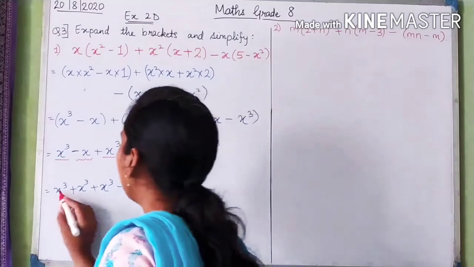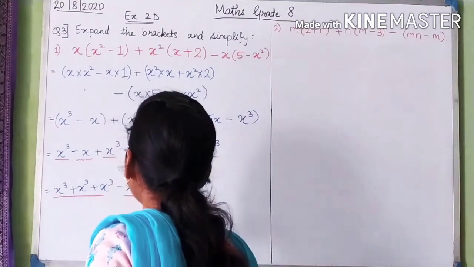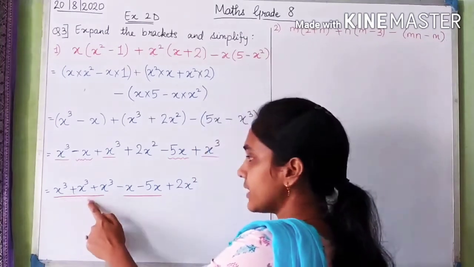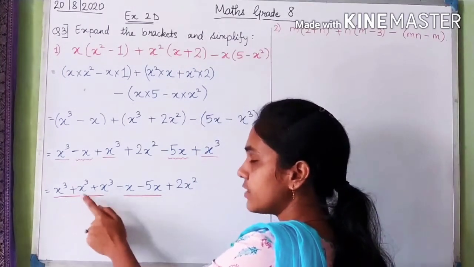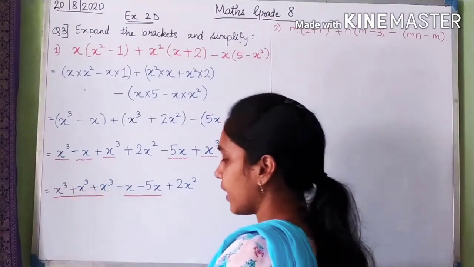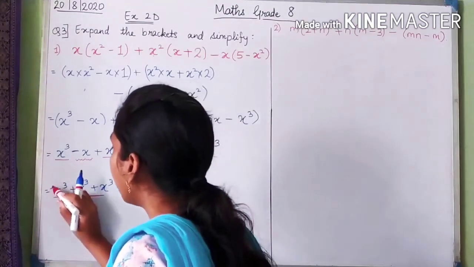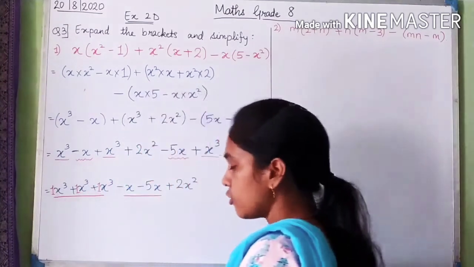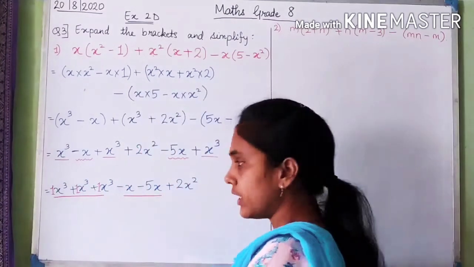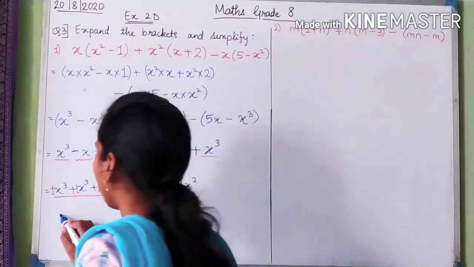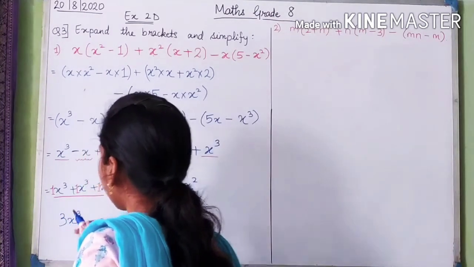Now I have to add these like terms. So these 3 are like and these 2 are like. So x cube plus x cube plus x cube. These 3 are similar terms, like terms, and their coefficient is 1, 1, 1. There is no number in front of it, means there is 1. Right? Each term is having a 1 here. So 1 plus 1 plus 1 is 3. So 1x cube plus 1x cube plus 1x cube is 3x cube. So this becomes 3x cube.